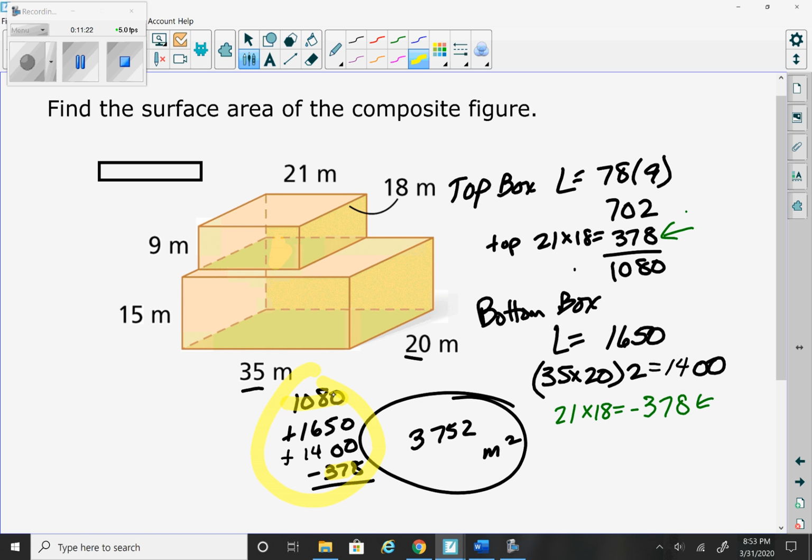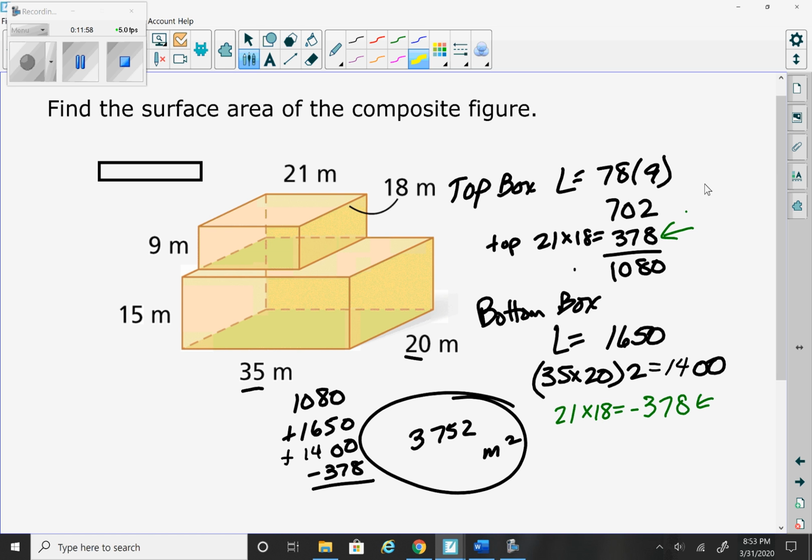So again, the lateral of the box on the top plus the top of it, the lateral of the box on the bottom, the top and bottom of the box on the bottom, minus this rectangle from the top of the bottom box. So that comes up with a total surface area of 3,752. I'm just pointing out to you here in the green that when I add in the top of this box, it's actually the same that I subtract from the top of the bottom box. So those two actually cancel each other out. So again, total surface area 3,752.